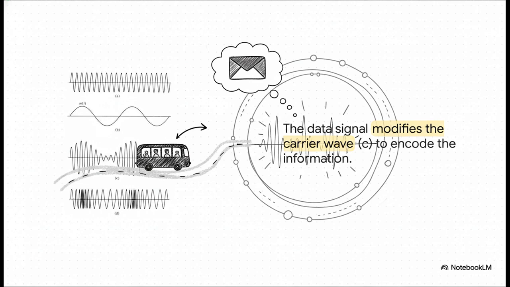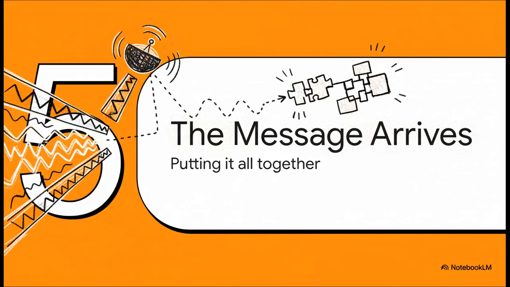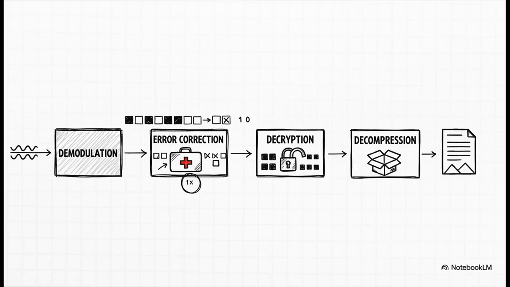The message is on its way, ready to travel at the speed of light. So after traveling through wires and air, maybe bouncing off a satellite, fighting through all kinds of noise, our message finally reaches its destination. The journey is almost over, but there are a few final, super important steps. You see, at the receiver's end, everything we just did happens in the perfect reverse order. First, it gets the message off the carrier wave. That's demodulation. Then it checks for any errors and fixes them. After that, it unlocks the message with the right key, decryption. And finally, it unpacks the file, decompression, until the original message is back, perfectly restored.